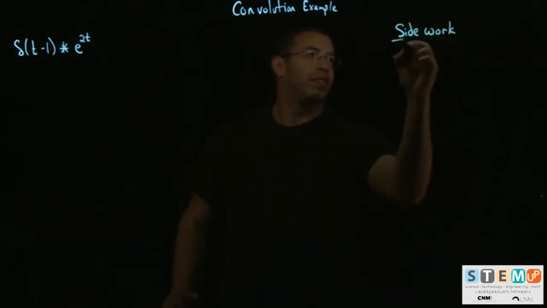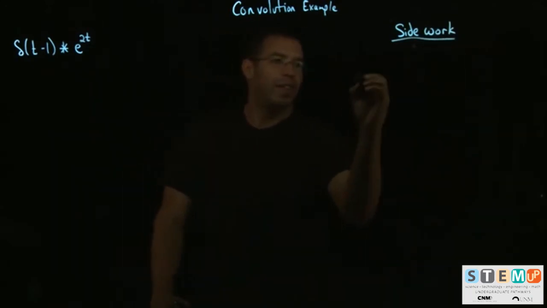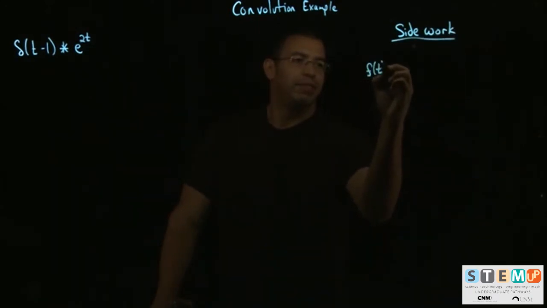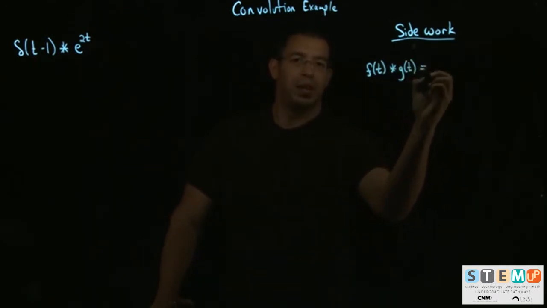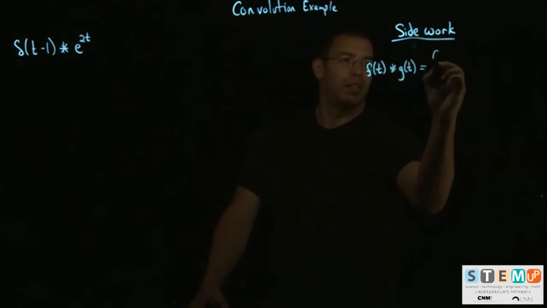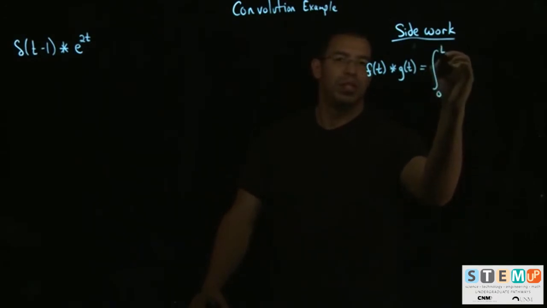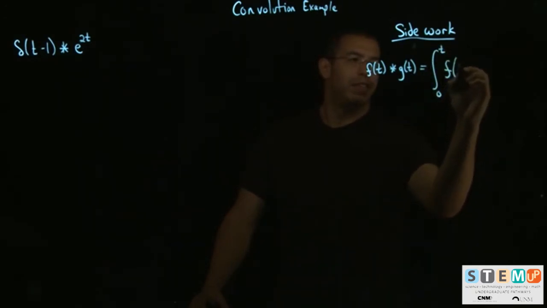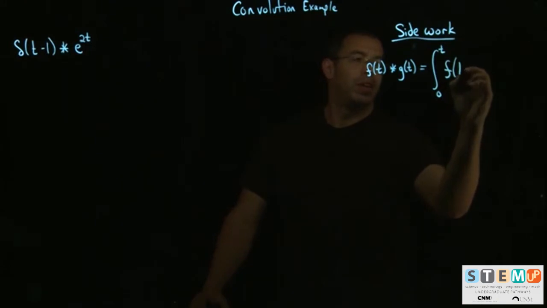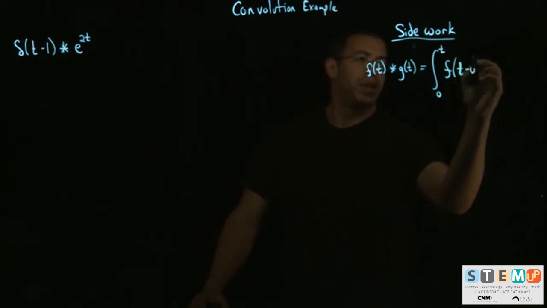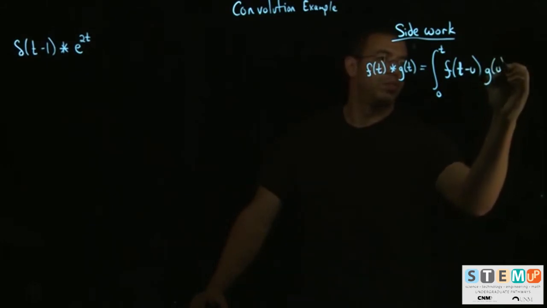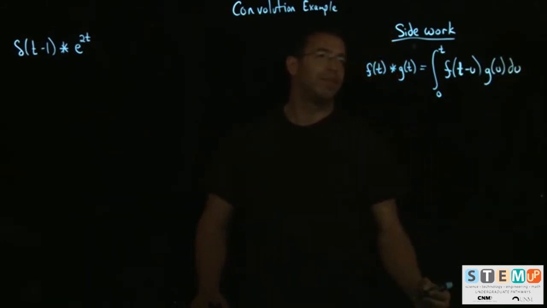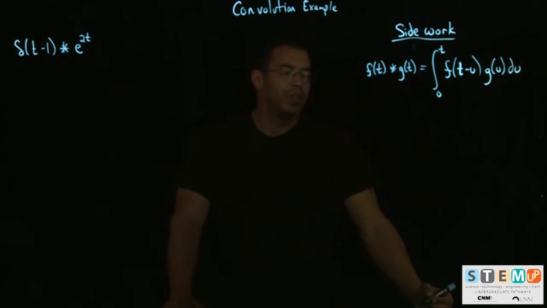So first off, if I have f of t convoluted with g of t, what's that equal to? Right? That's our integral from 0 to t of f of t minus u times g of u du. So that's our definition of convolution.